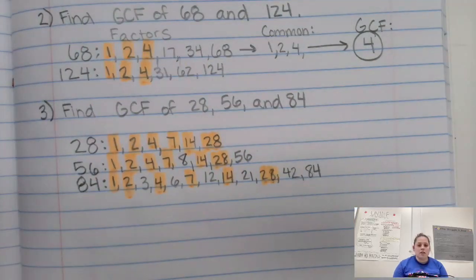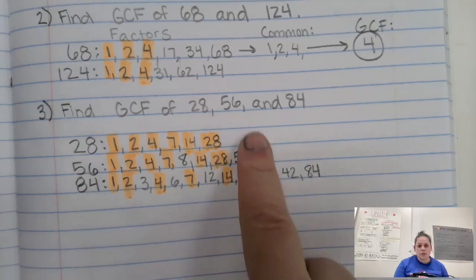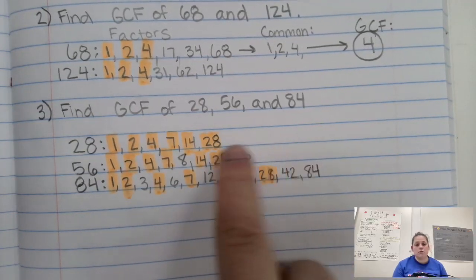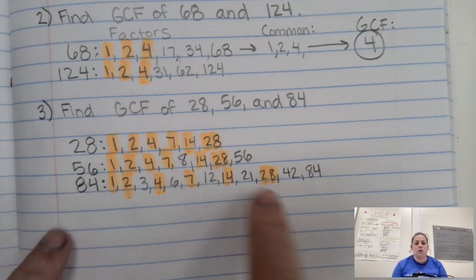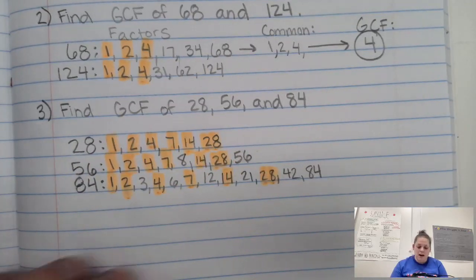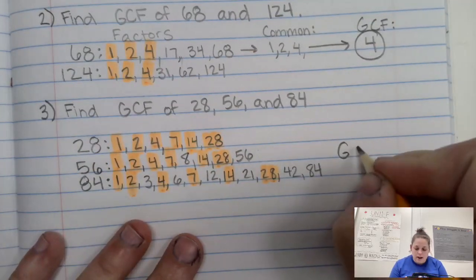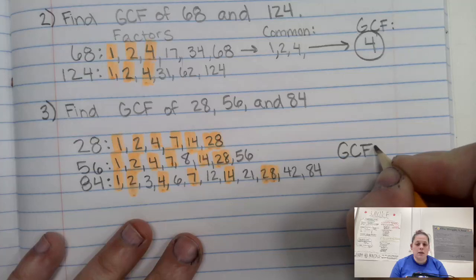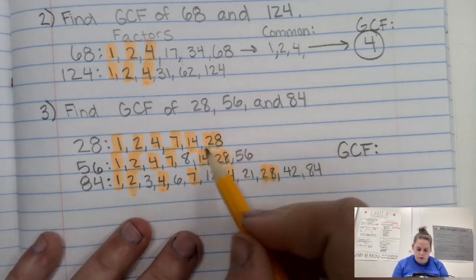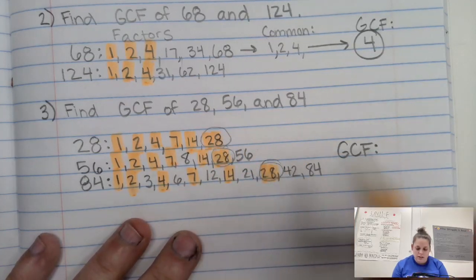I don't need to check 56 because that one doesn't have 56. Same thing here, 42 and 84. It's not in the first one. It has to be in all 3. So those are all my common factors. My greatest common factor, GCF, is the biggest that they all have in common, which is 28.